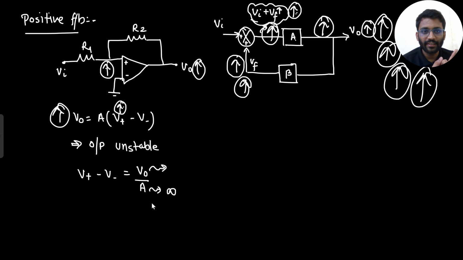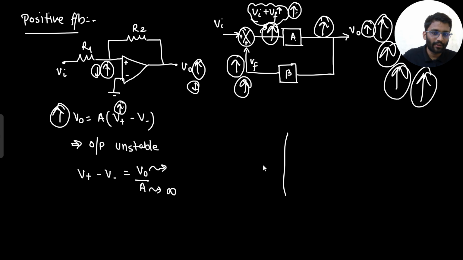Why am I saying continuously decreasing? What if I try to decrease my output? If I try to decrease V naught, this node will decrease. If this node decreases, my output will further decrease. So if I decrease it, it will keep on decreasing. If I increase it, it will keep on increasing. But in the negative feedback, what was happening? If I increase it, it decreases. If I decrease it, it will increase. So decrease, increase, decrease, increase. That's why the output will be stable. But here if I increase it, it will keep on increasing.